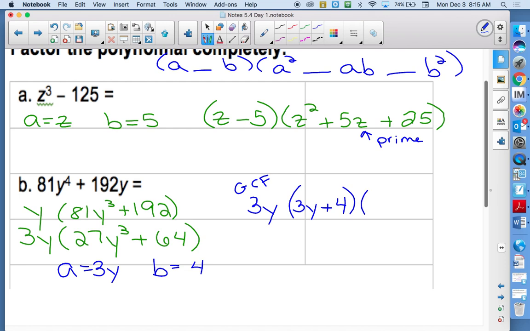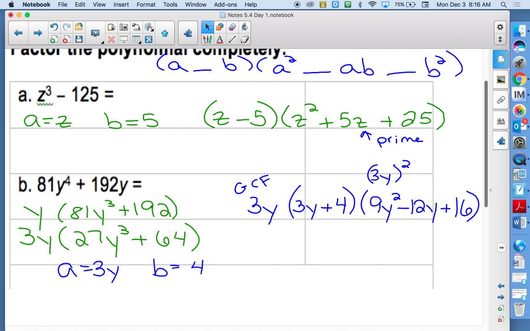The next one says take A and square it. So we're taking 3y and squaring that. That's 9y squared. Then we have the opposite sign. And we need to take A times B. So we're taking 3y times 4, which is 12y. Always positive. The last one says B squared. Well, 4 squared is 16. So the GCF, and then my pattern, A plus B, A squared minus AB plus B squared. Questions?